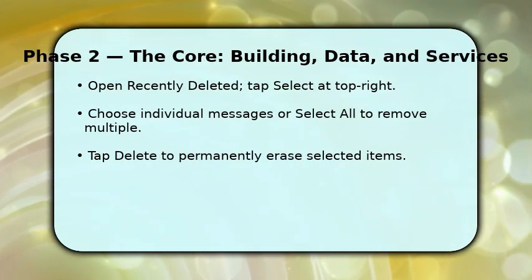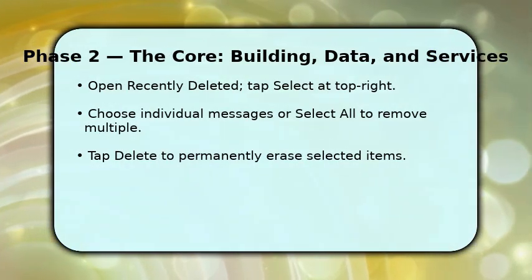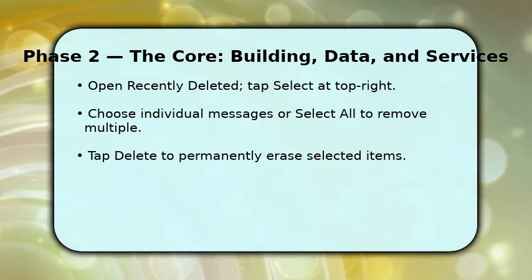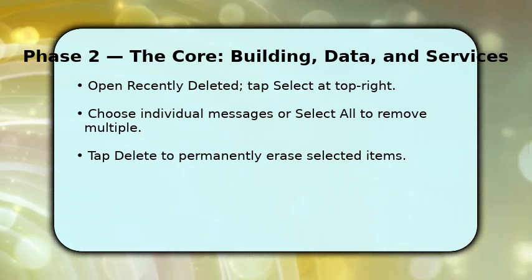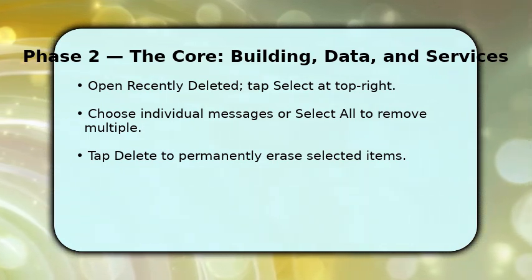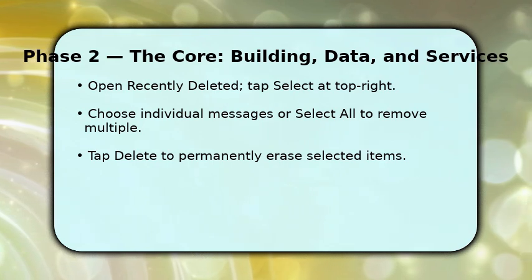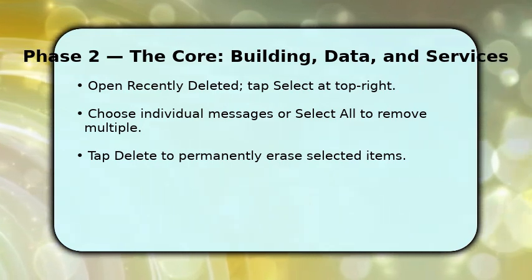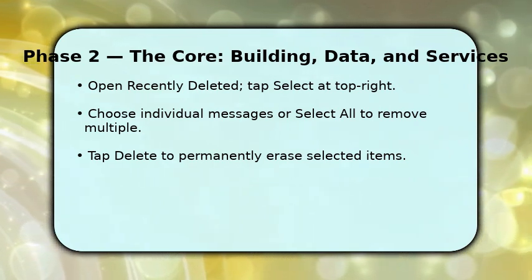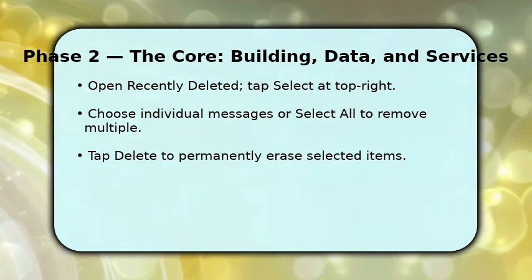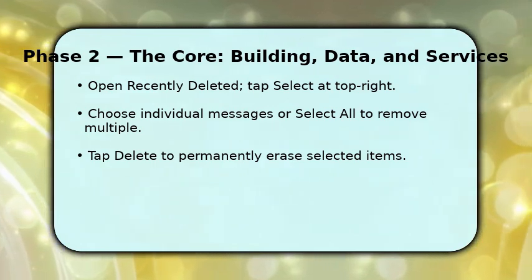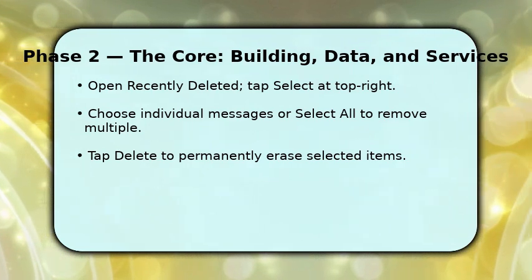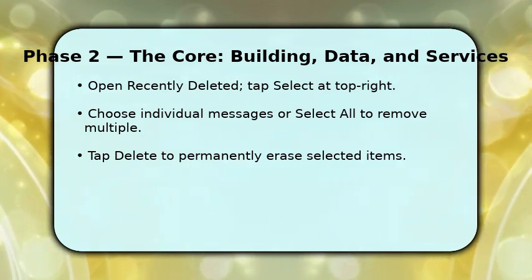Once inside Recently Deleted, tap Select at the top right to begin choosing items. You can tap each message bubble or conversation to mark it, or use Select All when you want a clean slate. After selecting, tap Delete and Confirm. This permanently removes those messages from your device and iCloud backup if Messages in iCloud is enabled. Make sure you truly want them gone. There's no undo. If Messages in iCloud is syncing, give it a minute to propagate the deletion.